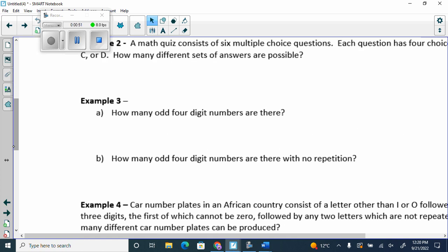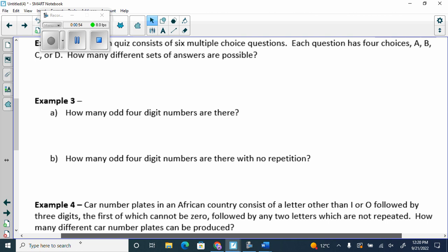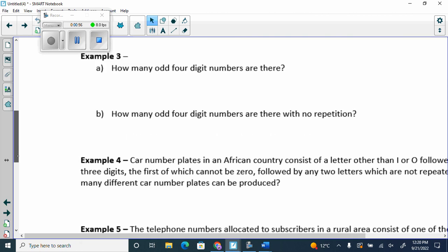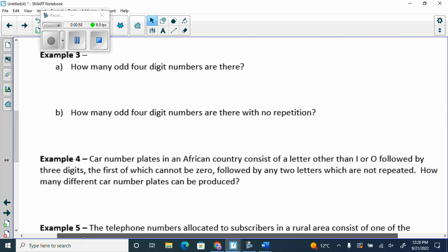Now we're down to here. We're at how many odd 4-digit numbers are there? Now, we're using all the brain cells. Ready? So all the brain cells means none of the phones, all the brain cells. I am going to ask you if these numbers are odd or even, and you are going to tell me if they are. Ready?